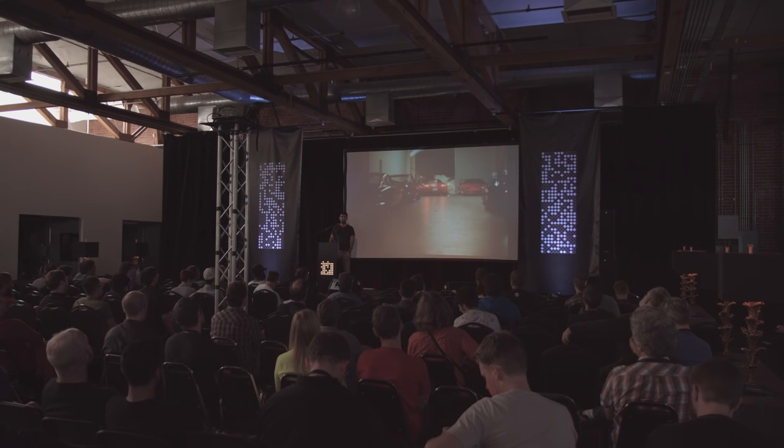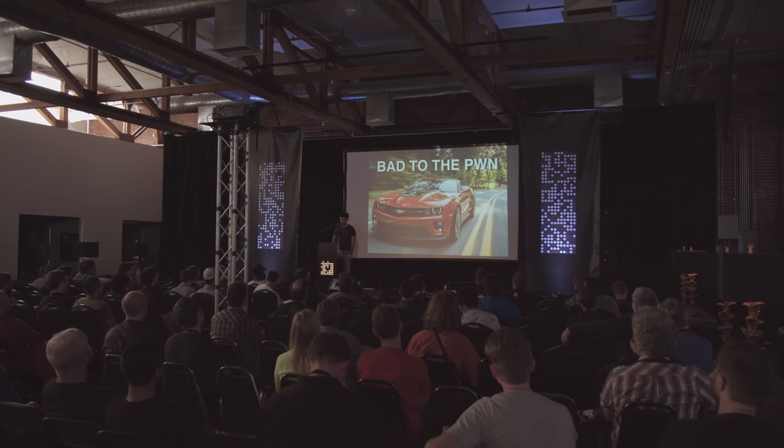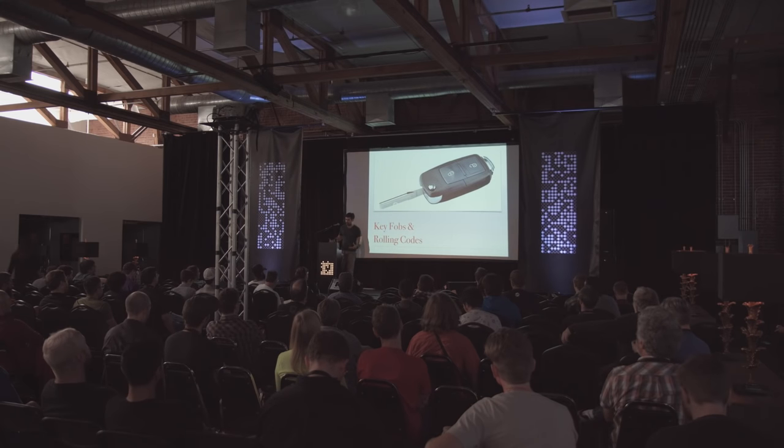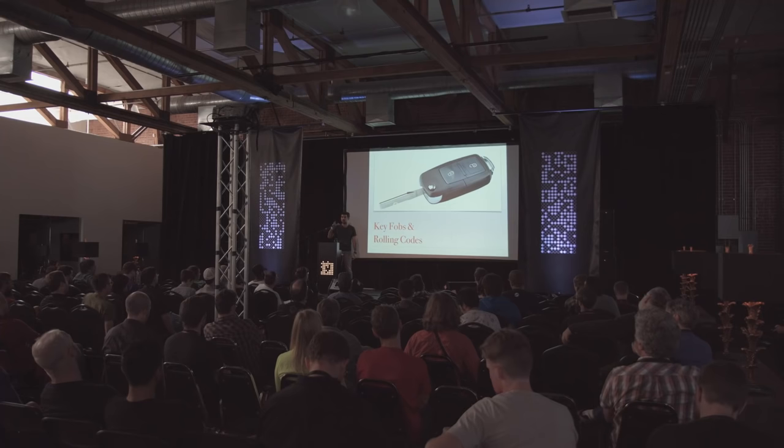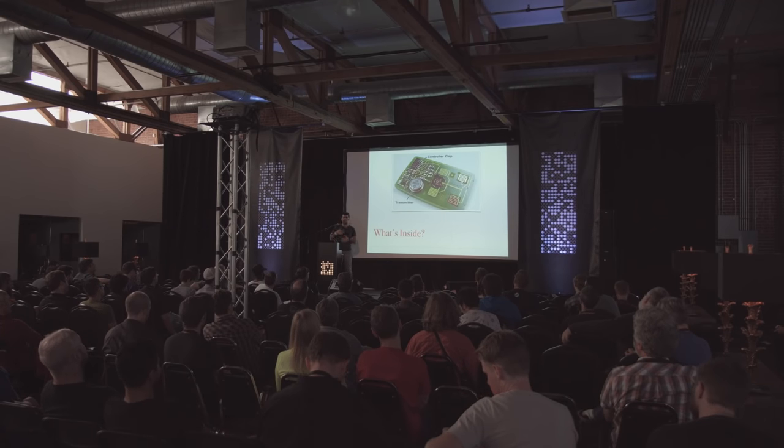So now that we've opened the garage, we're in someone's garage, and we can access their vehicle. So what kind of vehicle stuff can we do? Vehicles have all sorts of really interesting things. Everyone has a key fob, right? You can unlock and lock your door. How does that work? So first, let's open it up. We want to figure out what's inside.